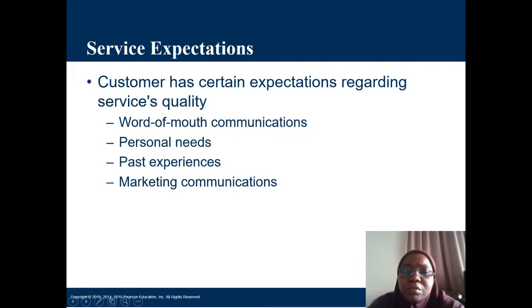Service expectations. Customers usually have certain expectations when they are being rendered some services. Regarding the quality, there are usually expectations, and it is what is going to determine their judgment of the level of quality of the service that is being rendered, and this can be accounted for in many ways. First is the word of mouth communications. Whatever they encounter during their communication is going to go a long way in determining their expectations. So also their personal needs, their past experiences, as well as marketing communications. All these are very important when it comes to customers' expectation of service quality.